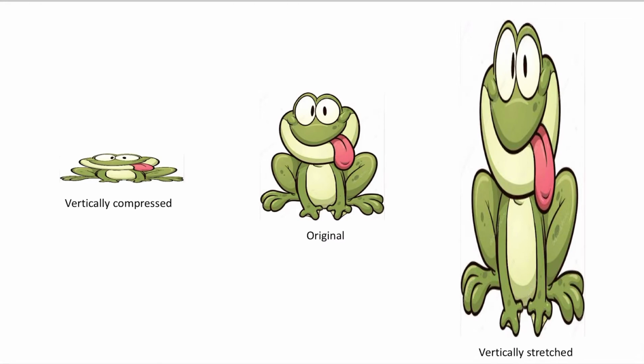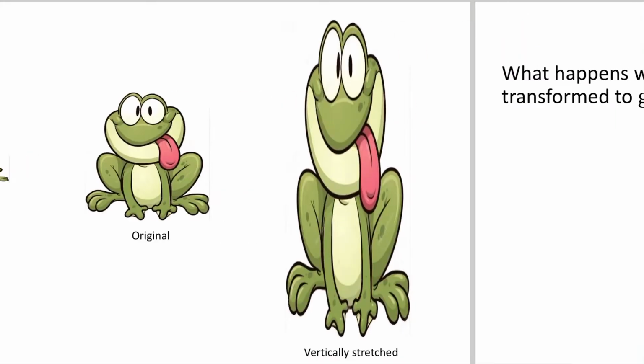Just to give you a picture of what vertical compressions and stretches look like, let's look at these three frogs. The original frog is in the middle. If it's vertically compressed, you can see it becomes flatter. If it's vertically stretched, you can see the frog is pulled up and down in the vertical direction.